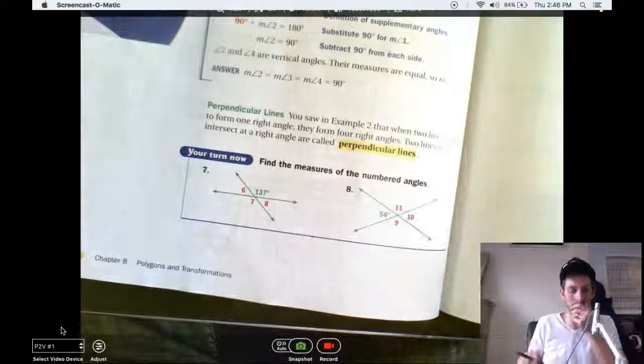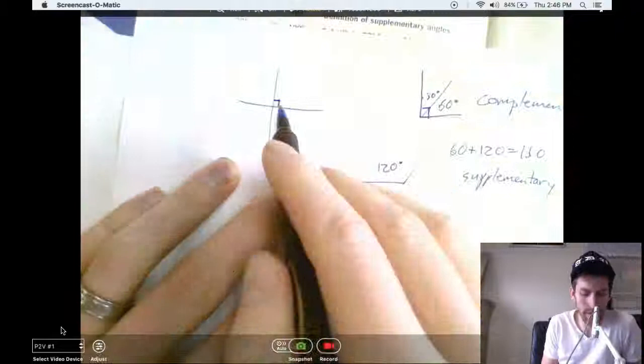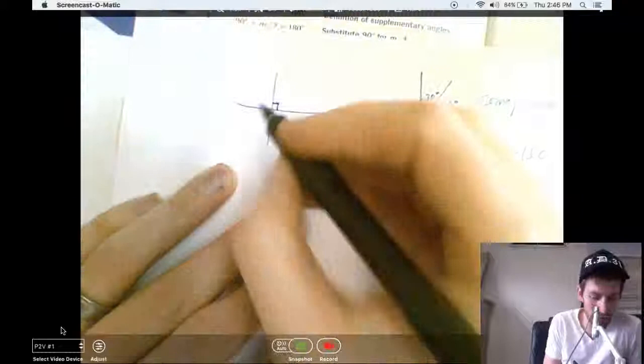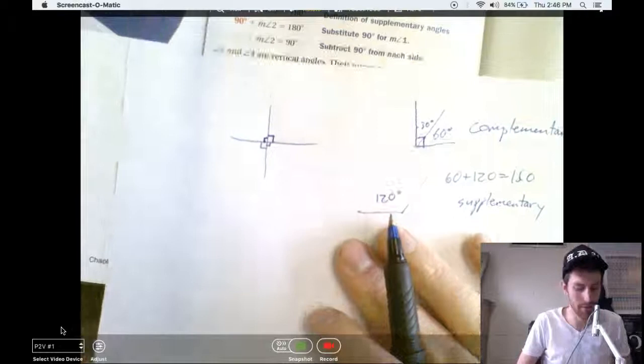Which brings us to the idea of perpendicular lines. You should already know this, but if you don't, those two lines are perpendicular if they cross each other perfectly to make a right angle. And if they make one right angle, just like we saw in this last problem, they actually make four right angles. If they make one, then it makes four.